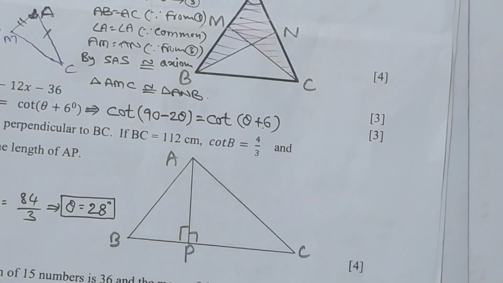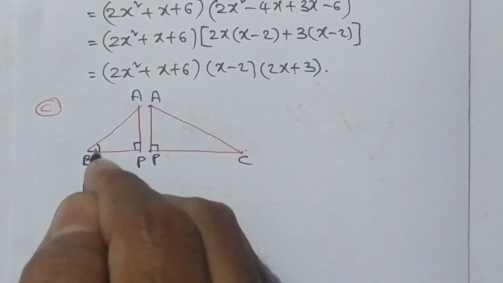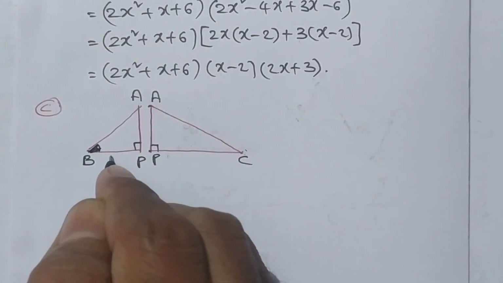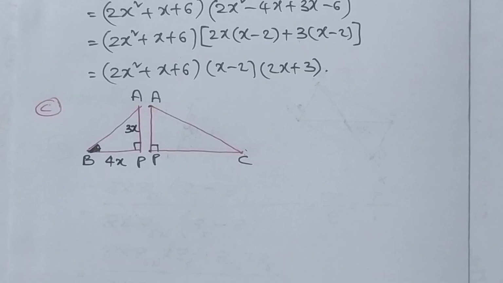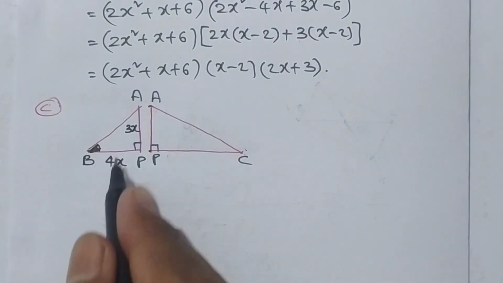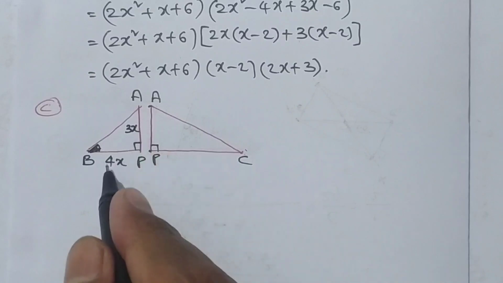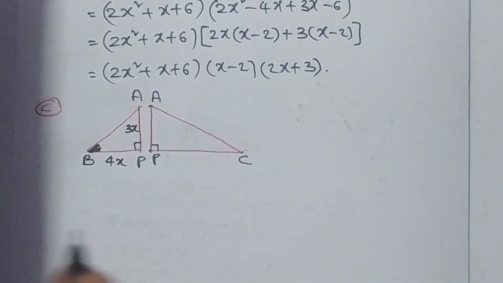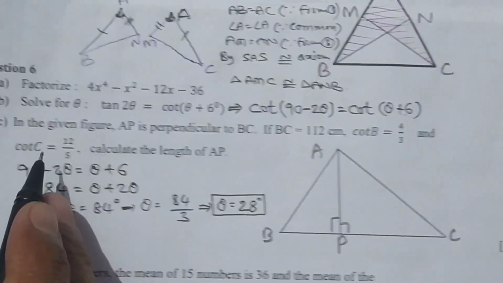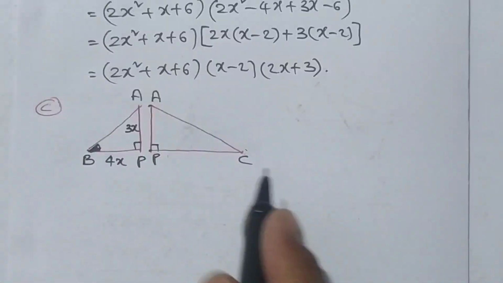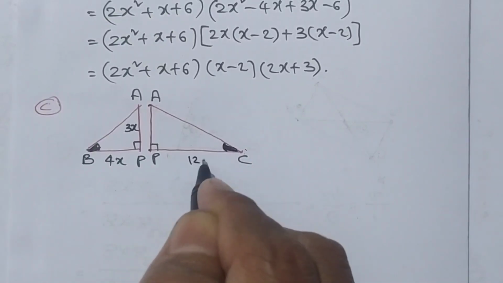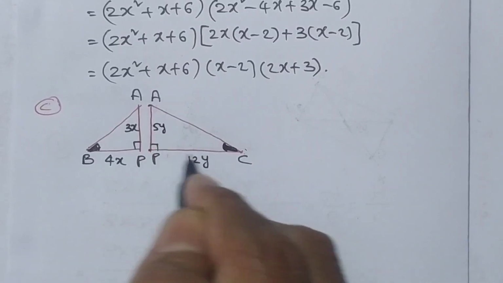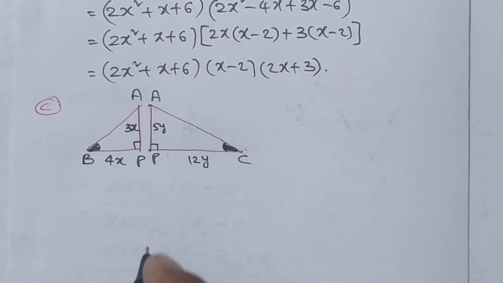Now let us write the remaining values. Cot B is 4 by 3. Cot B formula is base by perpendicular. This is 4, I am taking 4x. This is 3, I am taking 3x. Then cot B is base by perpendicular, 4x by 3x, x get cancelled, 4 by 3 will get it. Now let us see here further problem. Cot C is, hope you can see, cot C is 12 by 5. This is 12y, this is 5y, because this is the base for C, this is the perpendicular. So base by perpendicular is cot value.